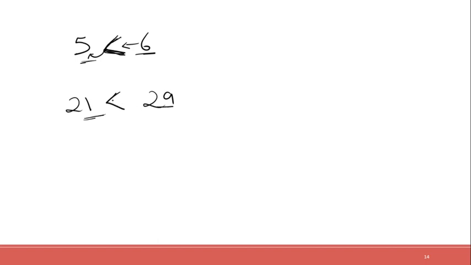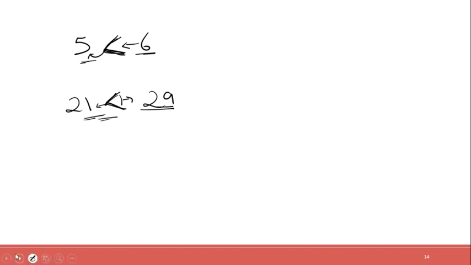A quick revision. 5 will be smaller than 6. This sign, if pointing towards a number, means that number is smaller. And if it is open in front of a number, that means this number is greater. This is a little trick by which you will not get confused, right? So if it is 21 here and 29 here, which number should face the point? 21, because 21 is smaller. So 21 is smaller than 29. That means this point shows that it is smaller, and this open space shows that it is bigger, right?